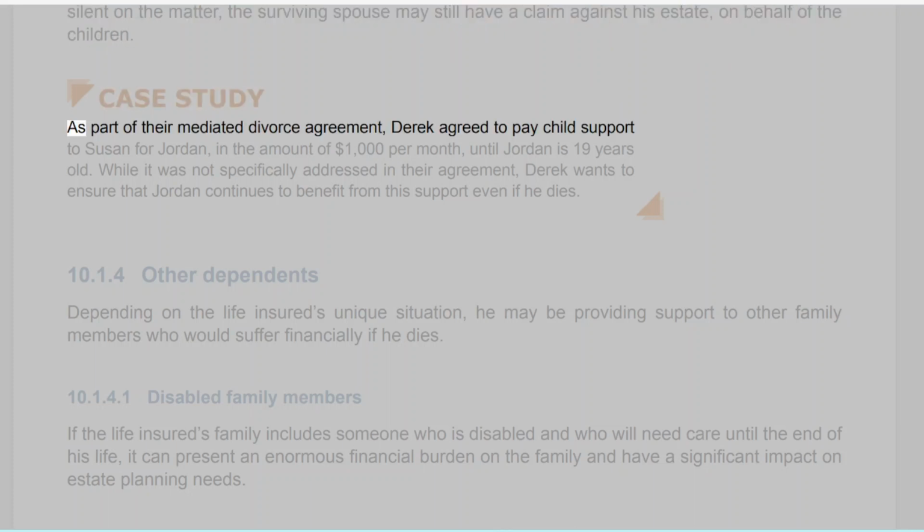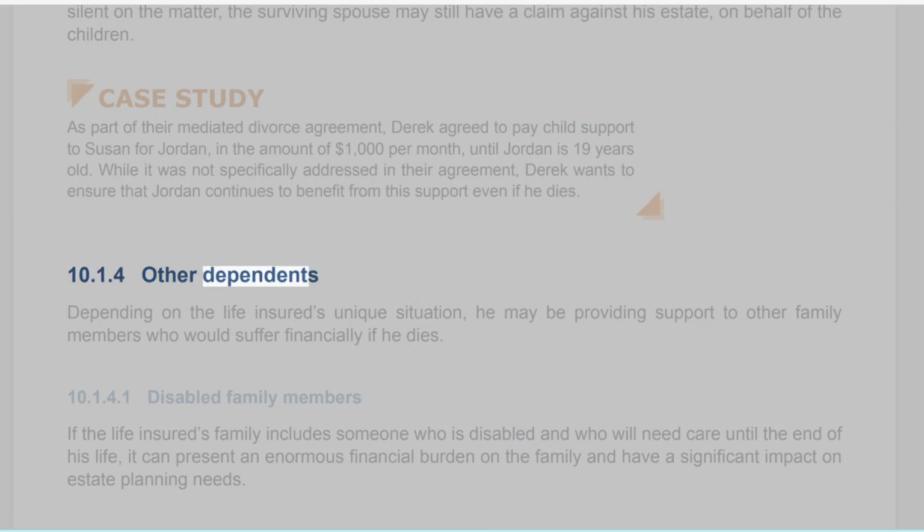Case study: As part of their mediated divorce agreement, Derek agreed to pay child support to Susan for Jordan, in the amount of $1,000 per month, until Jordan is 19 years old. While it was not specifically addressed in their agreement, Derek wants to ensure that Jordan continues to benefit from this support even if he dies.